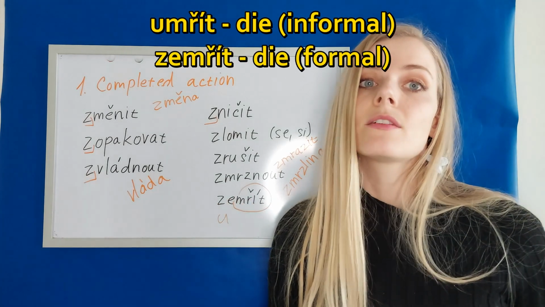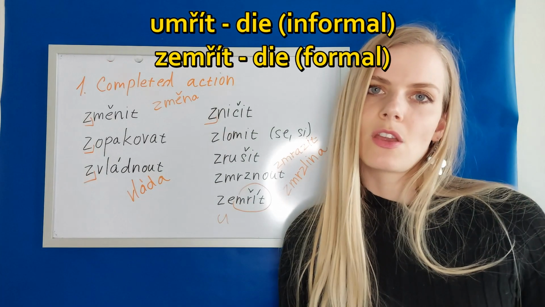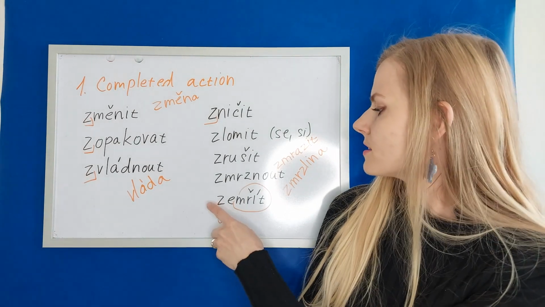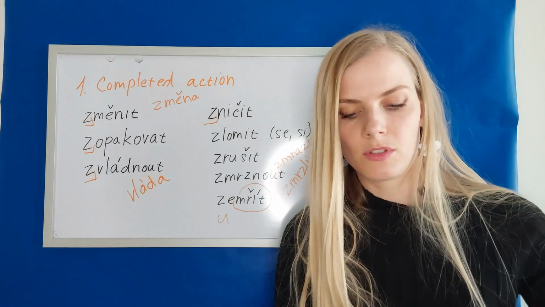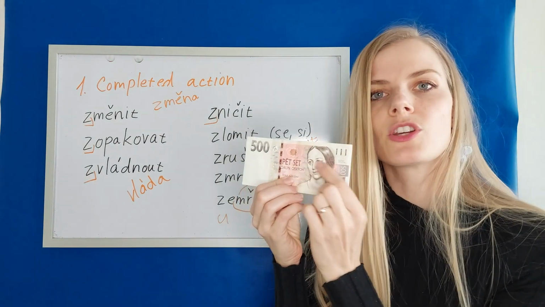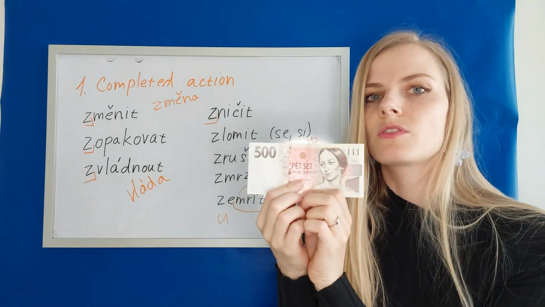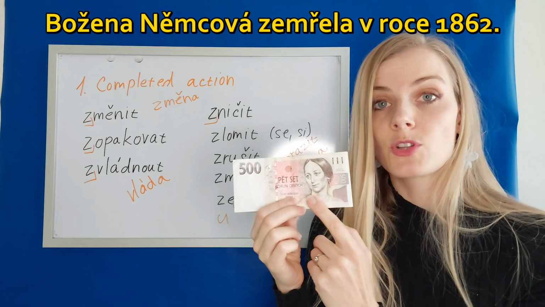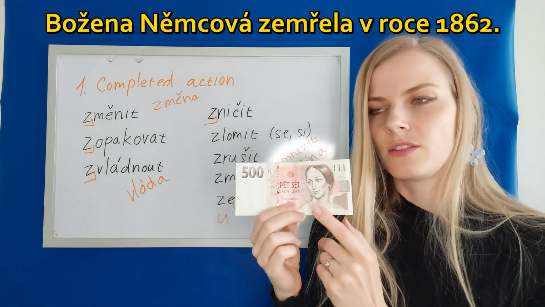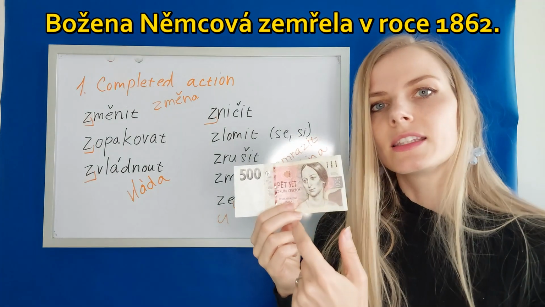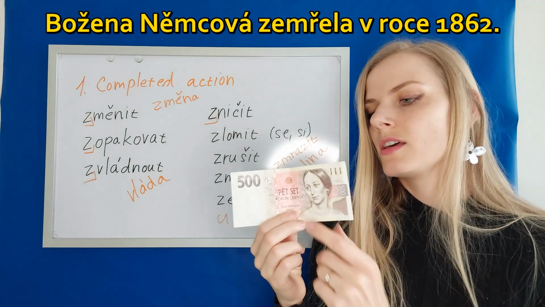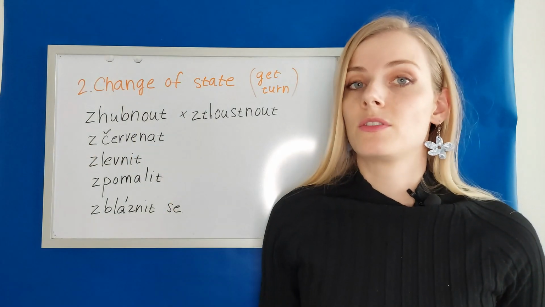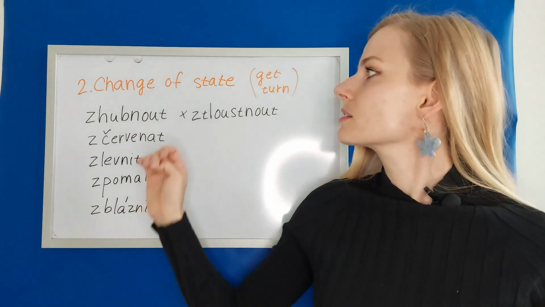Zemřít is more formal and therefore more appropriate for certain situations. So whenever you read a biography of a famous person, they would use zemřít, zemřel. For example, this lady, Božena Němcová, was a Czech writer living in the 19th century. Božena Němcová zemřela v roce 1862. Božena Němcová died in the year of 1862.